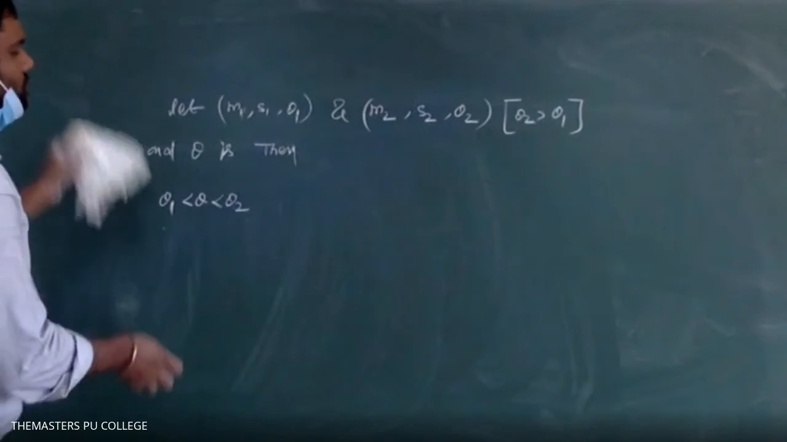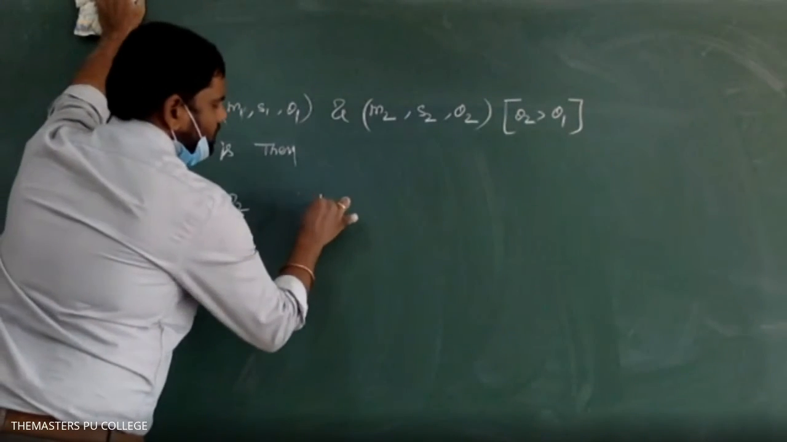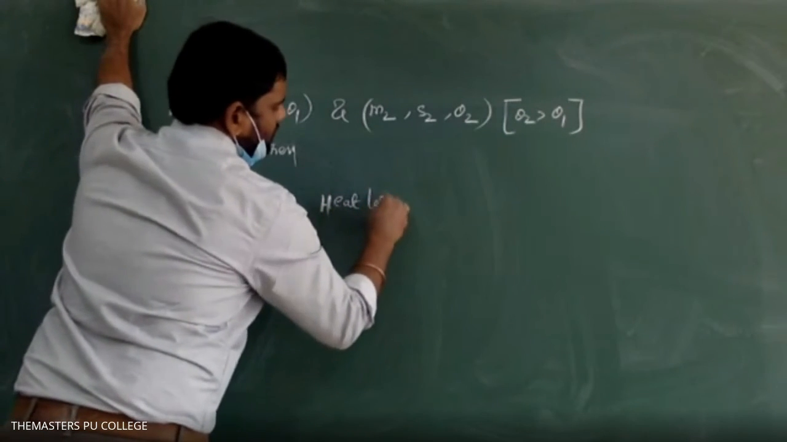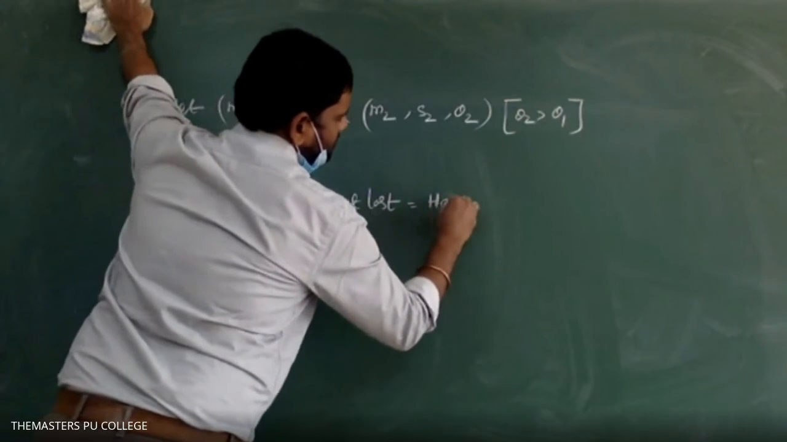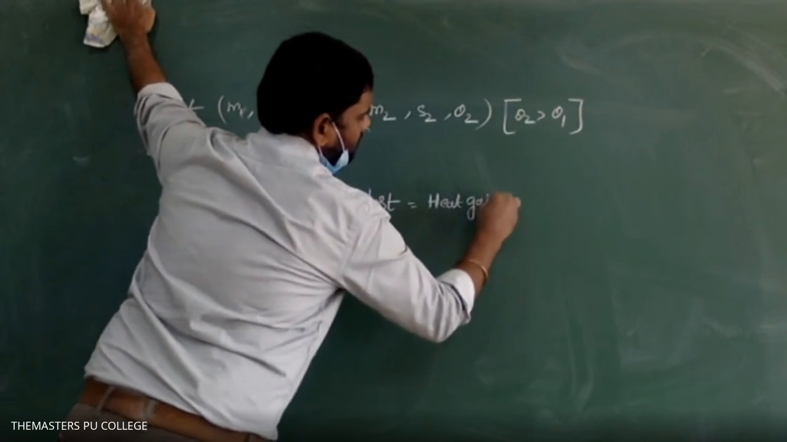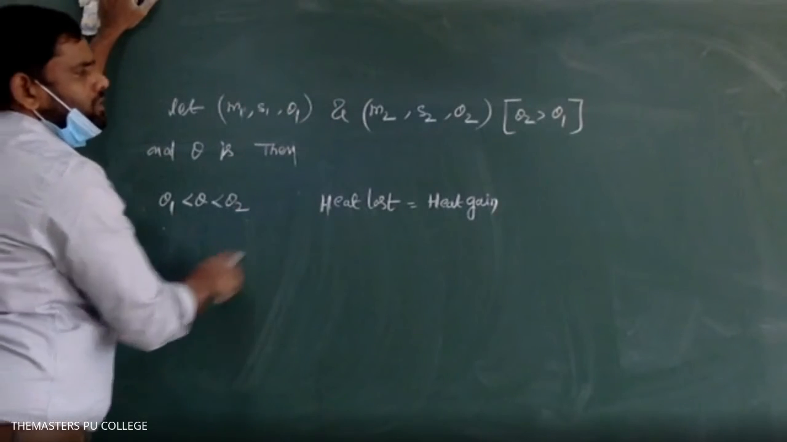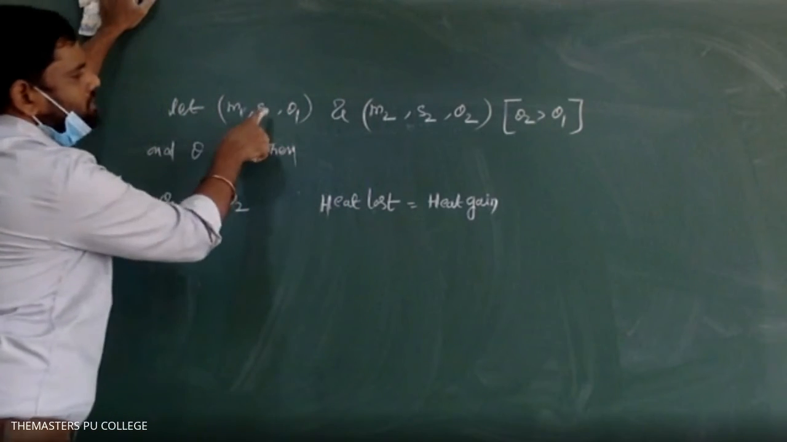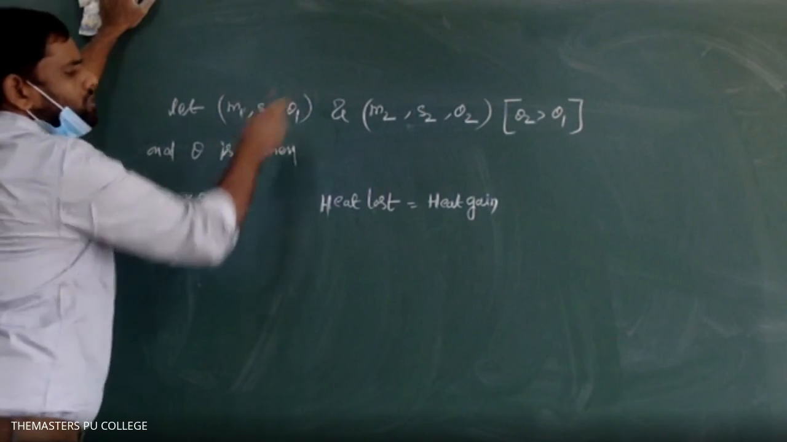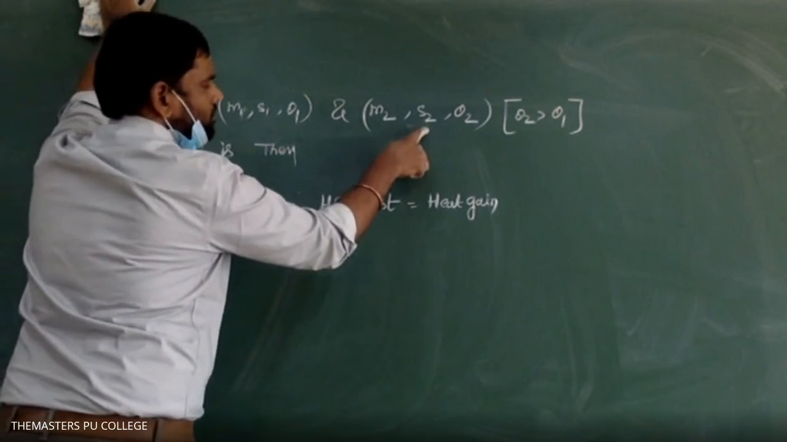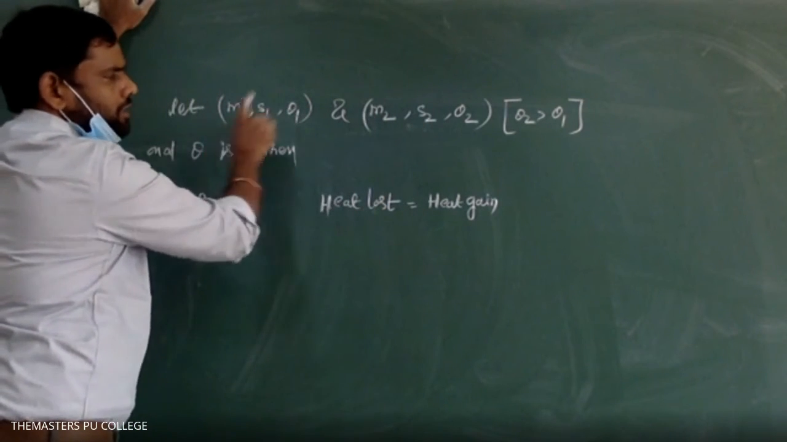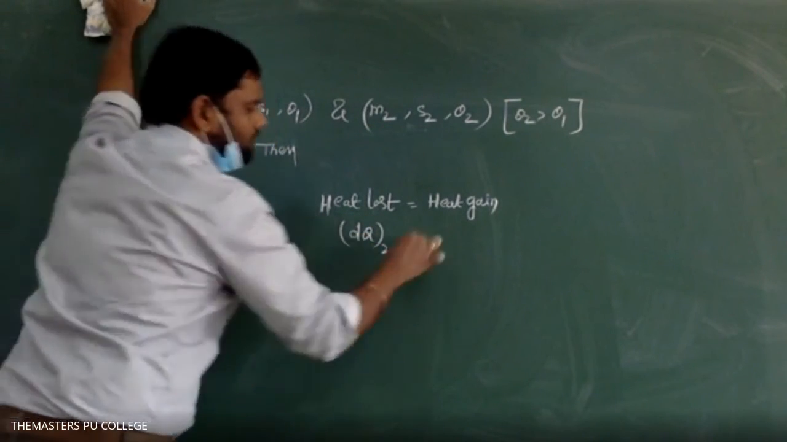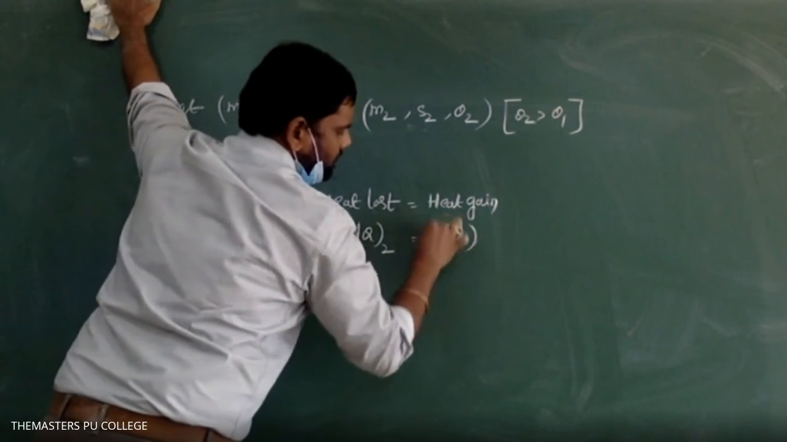Then how to calculate this theta? According to the principle of calorimetry, heat lost equals heat gain. The body which loses the heat is the hot one, and the body which gains the heat is the first one, the cold body. Hence heat is lost by the second body and heat is gained by the first body. So dq2 is equal to dq1.